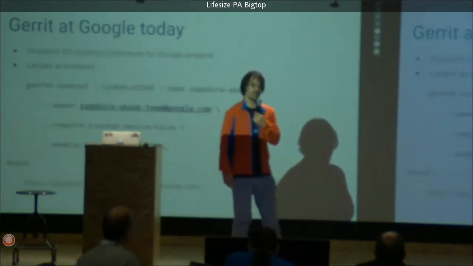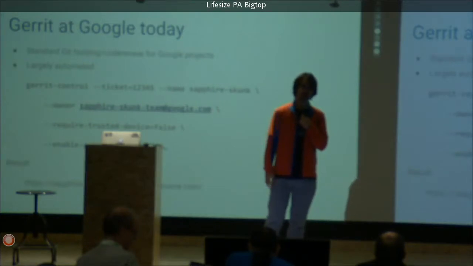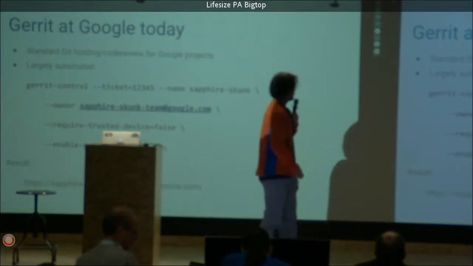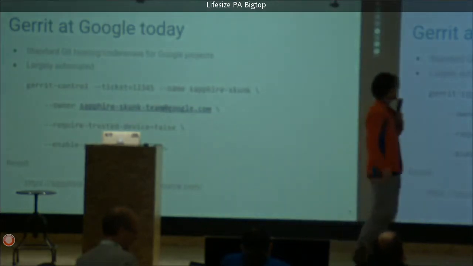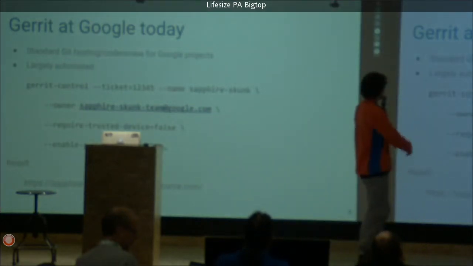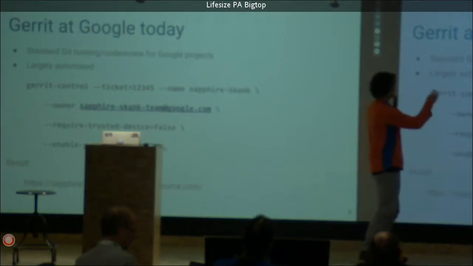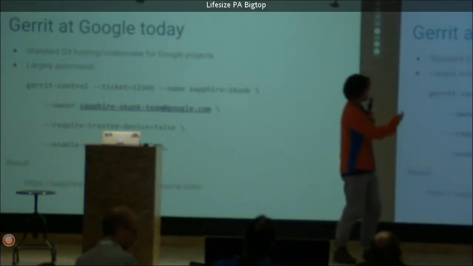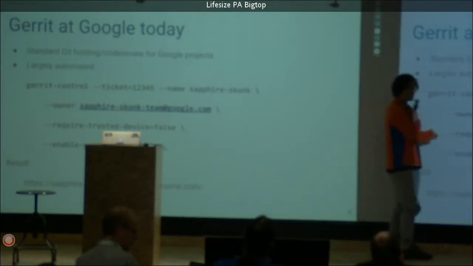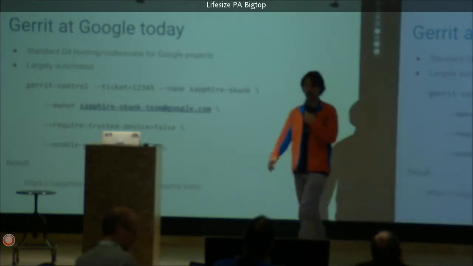What happens is that some team at Google wants to use Git for storing their source code. Our team is the officially approved provider for this service inside Google, so they file a ticket for us, and then we run this command. Say you have a super secret project called Sapphire Skunk. Then we run this command to create the host name, Sapphire Skunk, at googlesource.com with you as the owner, and we can perhaps specify other requirements, such that you can access it without an approved Google device.